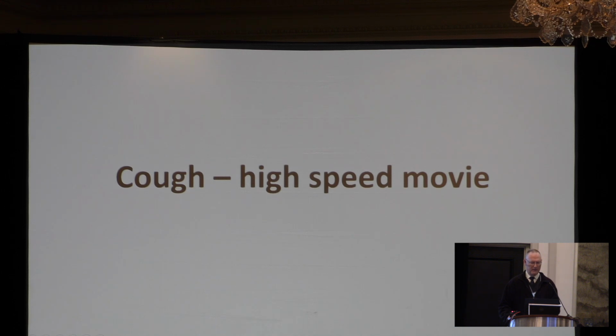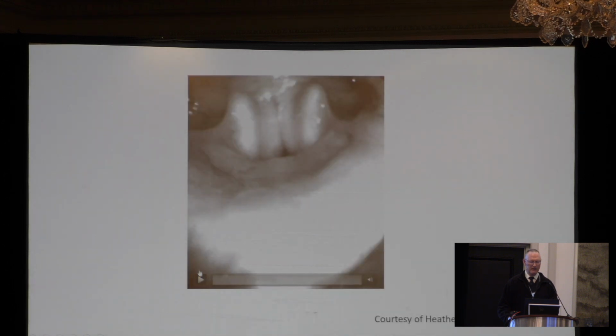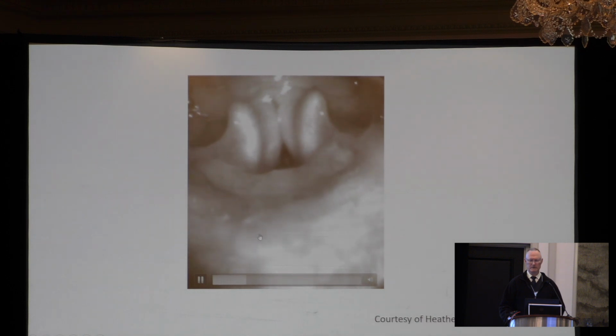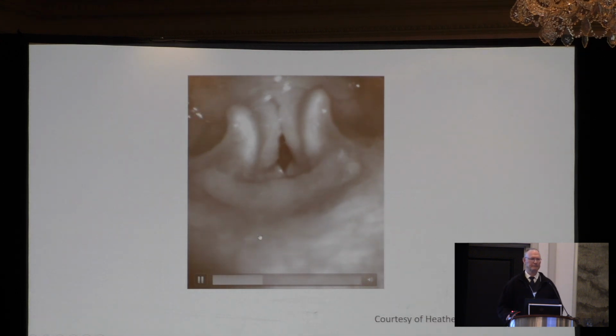Okay, what does a cough look like? So you've got a frog in your throat, and you want to do a high speed frequency of pressures. This is compressed, and then this person will cough, and it's going to wiggle. You'll never cough again, by the way.